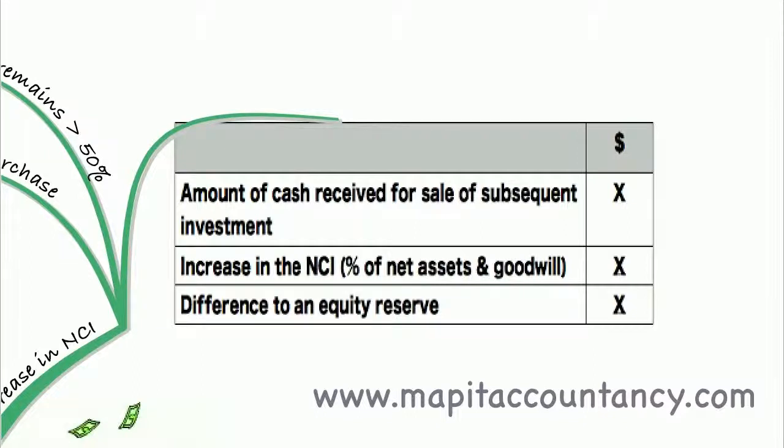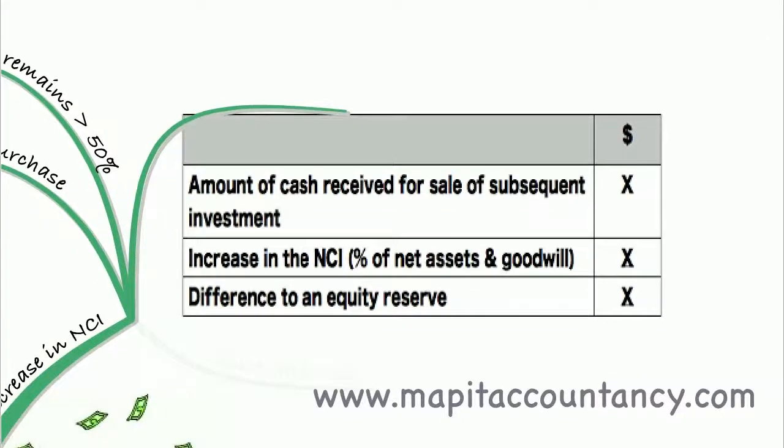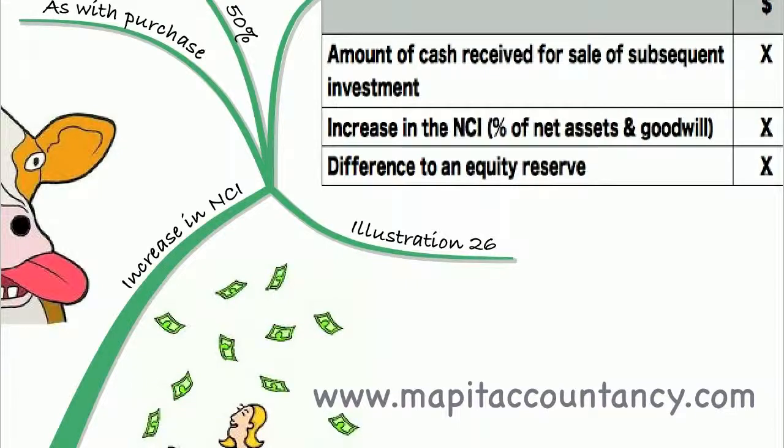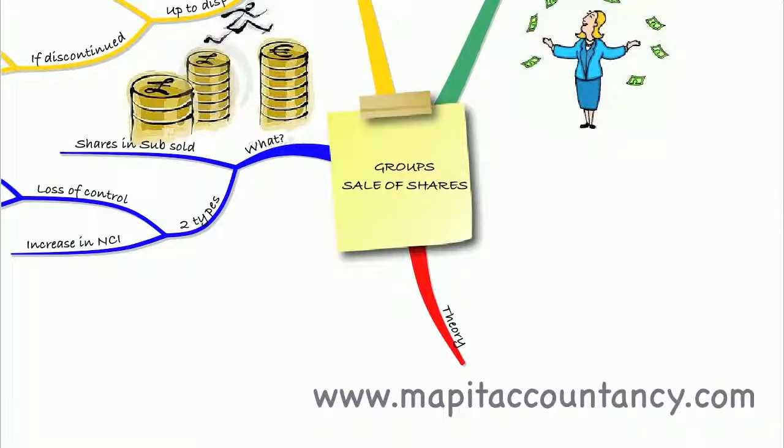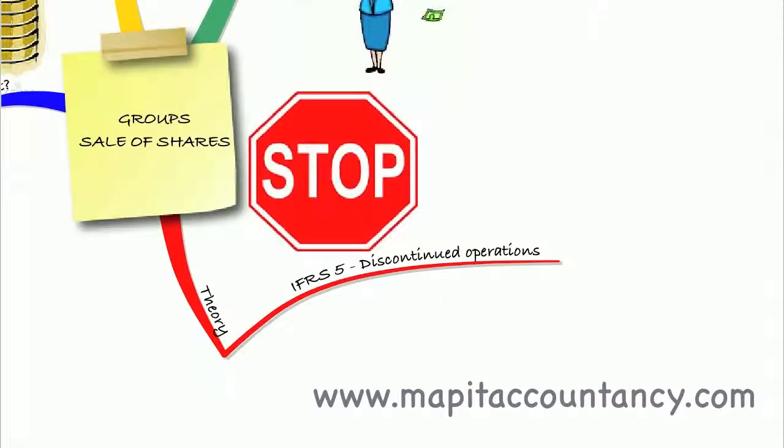We then increase the NCI as a percentage of the net assets and goodwill. So let's say we sold 10%, we'll multiply the total net assets and goodwill of the subsidiary by 10%, and that's the amount we'll increase the NCI by. The difference between these two again will be a gain or a loss that goes to an equity reserve, and we did that in illustration 26. We also looked at some theory at this point. We looked at IFRS 5 discontinued operations just so that you'd be aware of it.